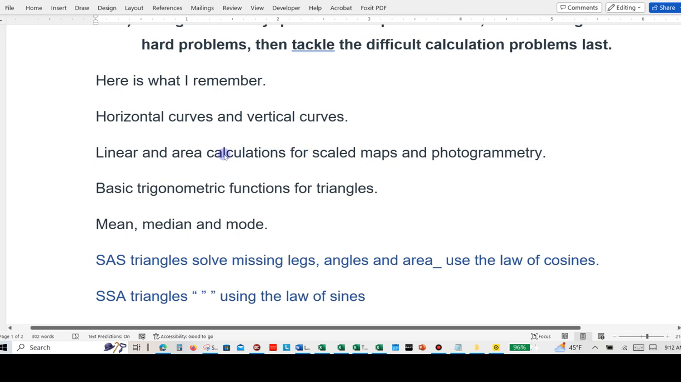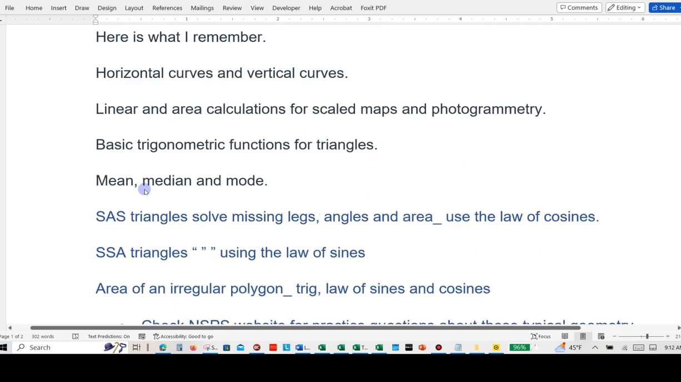There's some linear calculations and area calculations, scale factors, and photogrammetry. Just know it because they teach it to you in the class. Survey 1 and 2, and it is on there. I think there was one on each one of those. Maybe basic trig functions and triangles.